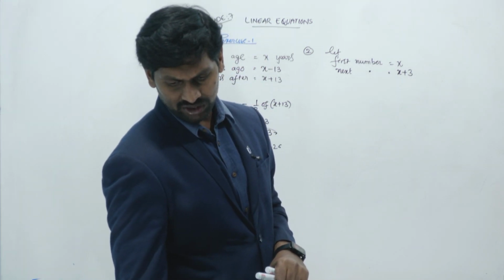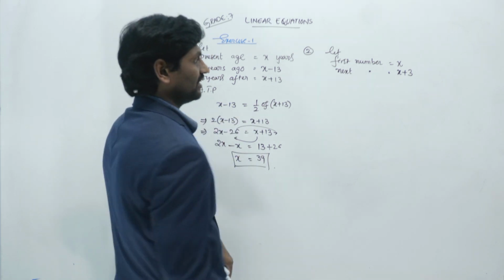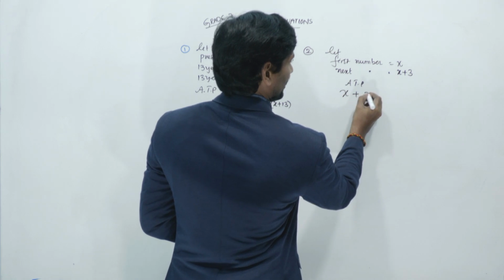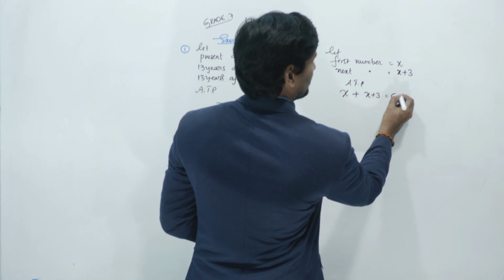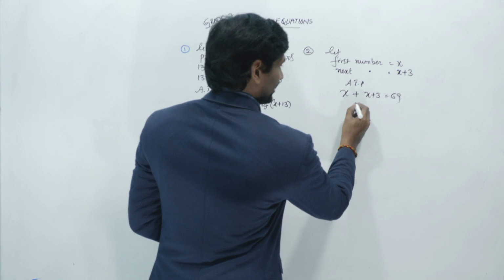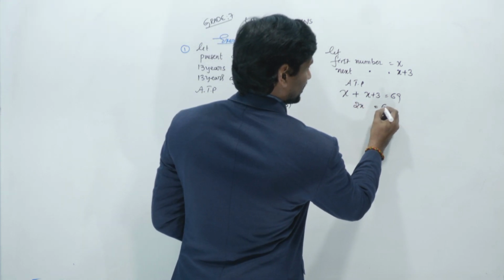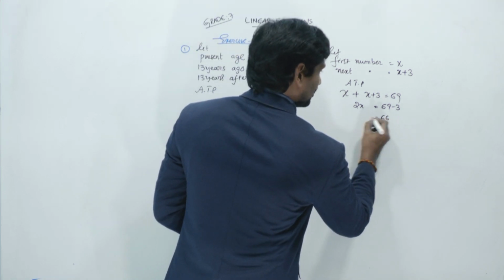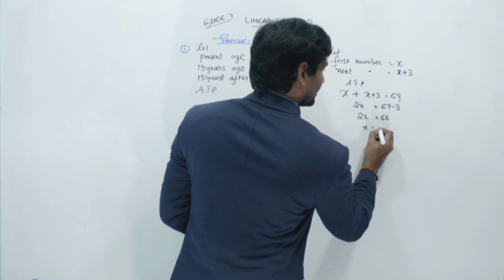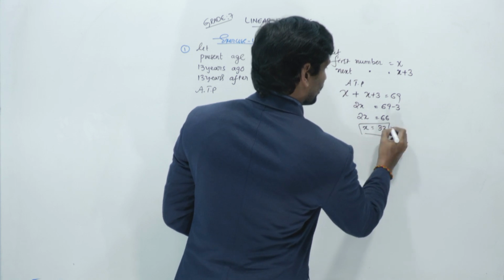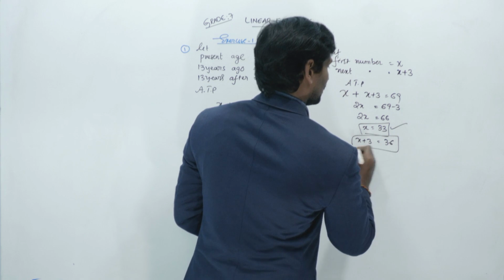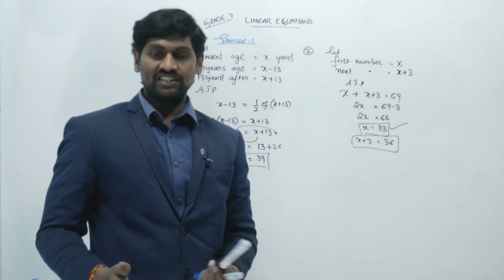The sum of the two consecutive multiples of 3 is 69. So according to the problem, the first number plus the second number equals 69. X plus X is 2X plus 3; transposing that side becomes minus 3. 69 minus 3 is 66. So 2X is 66, X is 33. The first number is 33 and the second number, X plus 3, is 36. Therefore the numbers are 33 and 36.